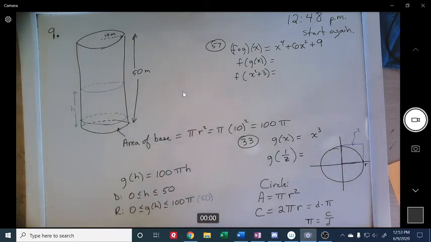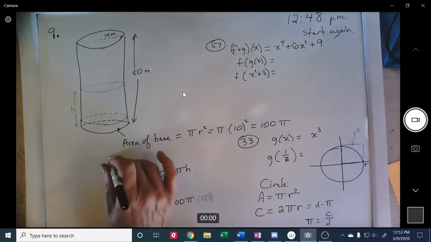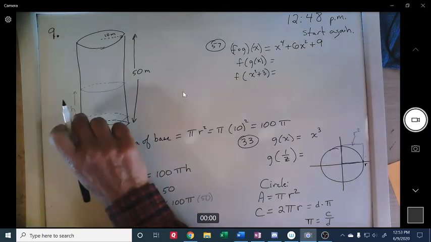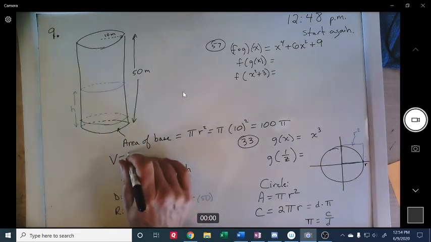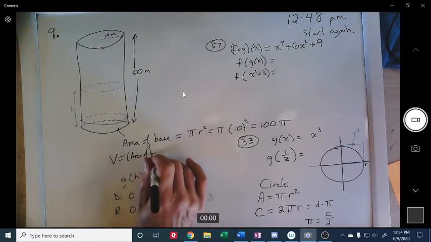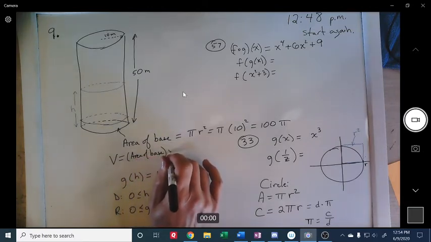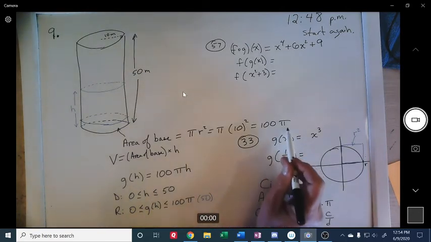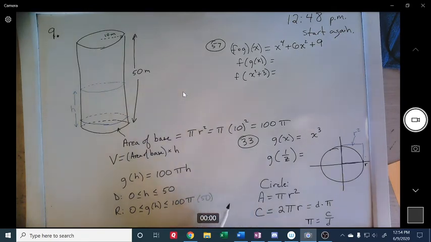And then the volume of the total thing is the same as the area of the base, which is the volume of that first one, times the height. Because the height would tell you how many of those layers there are. And so that's where this formula comes from. It's the same as this, but multiplied by an h.